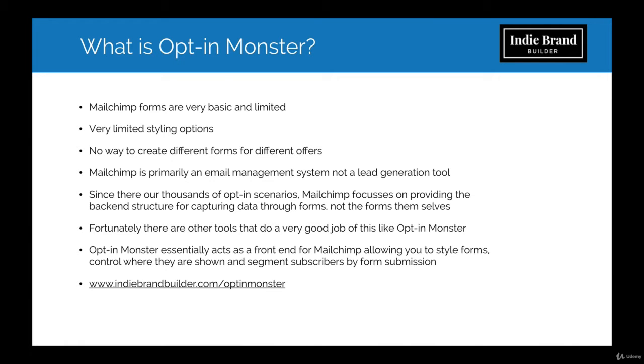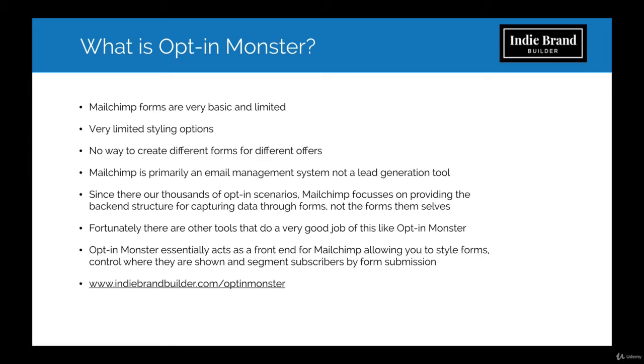Okay, so I mentioned Opt-in Monster in a previous lesson. So what is Opt-in Monster? Well, as we've seen, MailChimp forms are very basic and limited. There are limited styling options to get the forms to look the way you want, and there's no way to create different forms for different offers. You're essentially stuck with a one-size-fits-all solution.